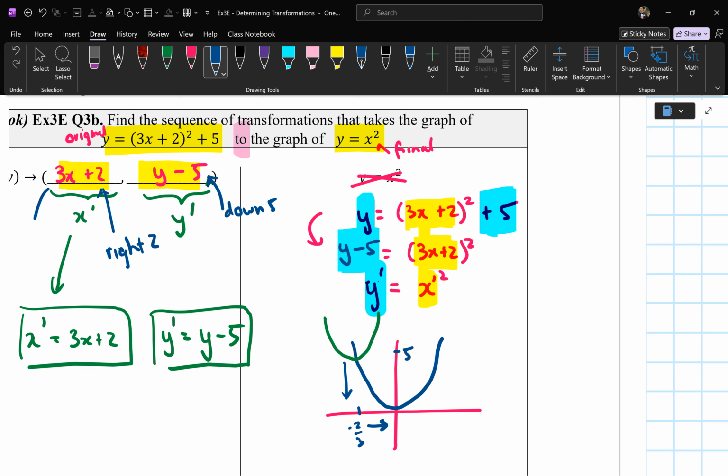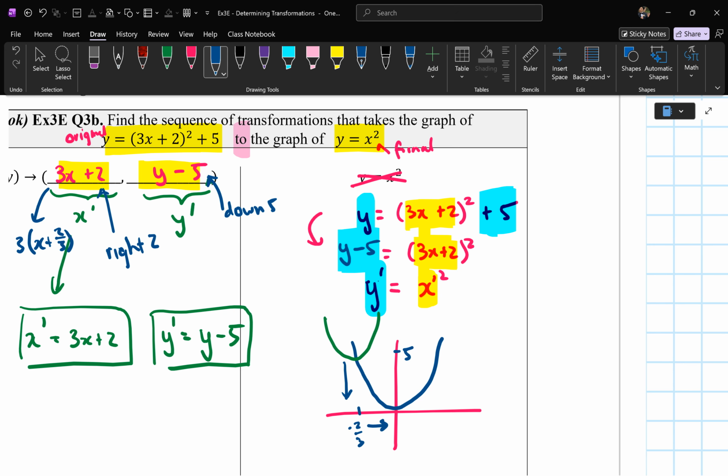Or if it helps you to understand what I'm saying, take out 3 as a common factor, and that means exactly the same thing. Goes to the right by 2/3, and it has the dilation factor of 3. That one was dilation factor of 1/3. To go backwards, we would now go dilation factor 3. Okay? So don't confuse at this step.